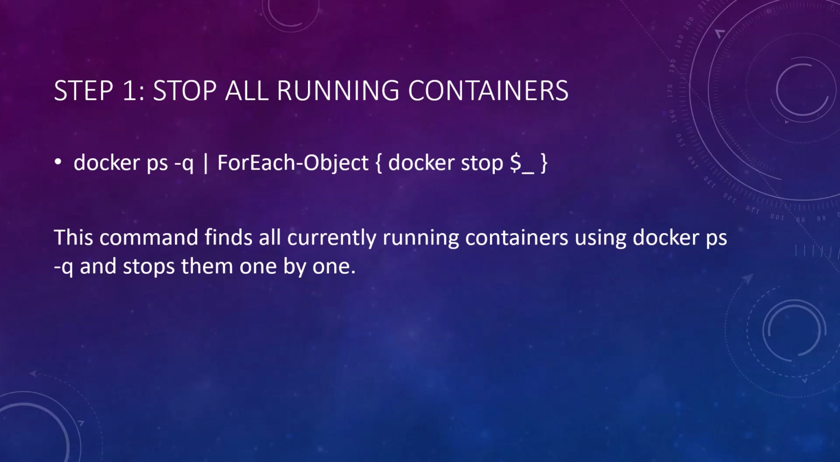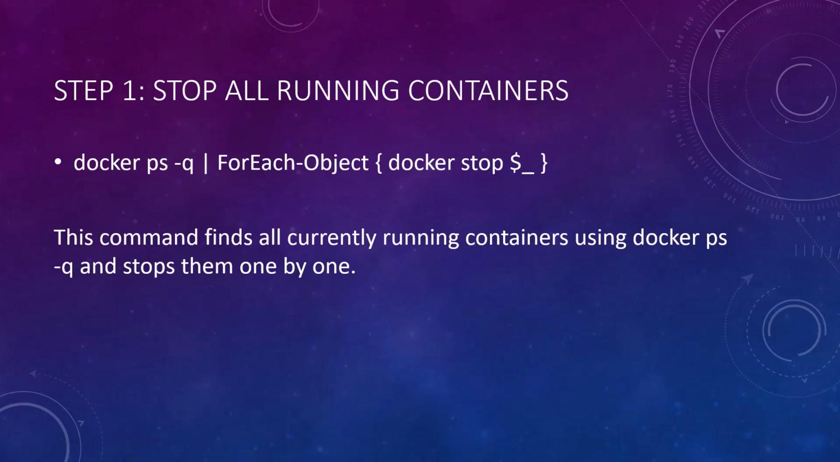First step, we'll issue this command. We'll open a command shell, PowerShell, and we issue this command on our project. This command finds all currently running containers using docker ps and stops them one by one. The -q flag stands for quiet mode. It suppresses all extra details and outputs only the container IDs in a short form.